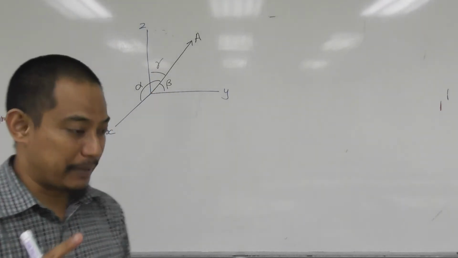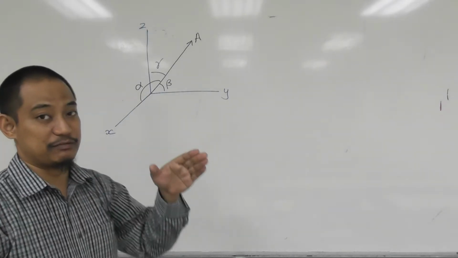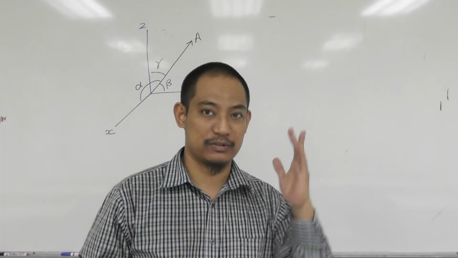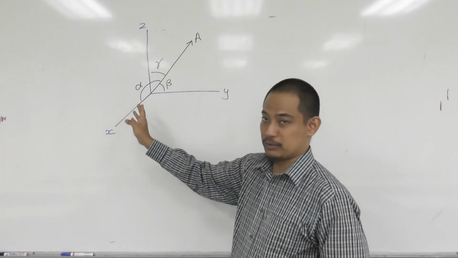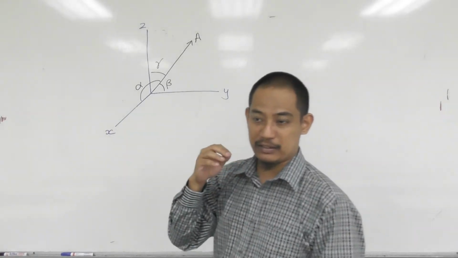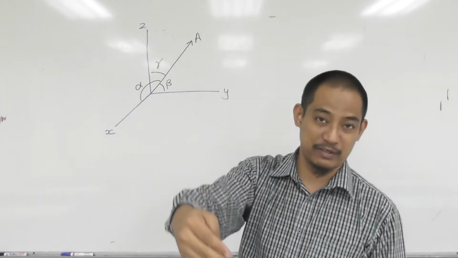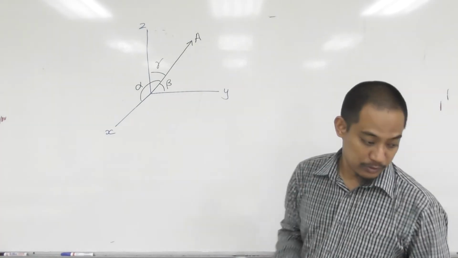Now, this by definition must be the angle with the positive x-axis, positive y-axis, and positive z-axis, right? Because the x-axis, of course, goes to the back there in the negative x-axis. So alpha, beta, and gamma by definition are measured to the positive x-axis, y-axis, and z-axis.